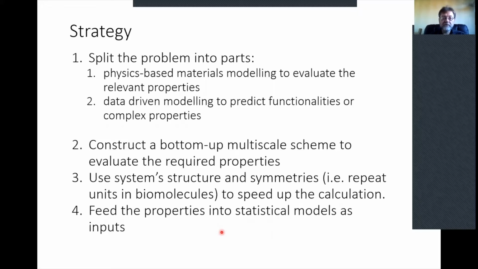We want to be not dependent on experimental measurements, but do everything from first principles, even before the material is produced. Then on the biological side, our advantage is that we can use system structure and symmetries, like repeat units in biomolecules. We can recognize that there are only 20 different amino acids or sugar or lipid elements that can be modeled. So there are thousands or tens of thousands of proteins, but only 20 amino acids. And we want to pre-calculate the important interactions and use that. And then we'll feed the properties into statistical models as inputs.